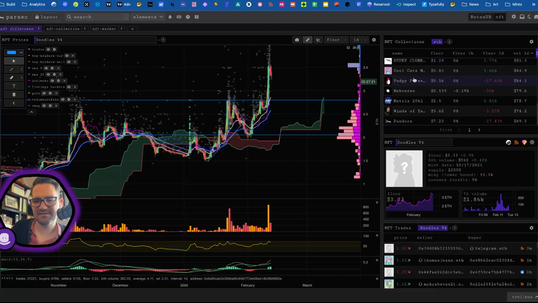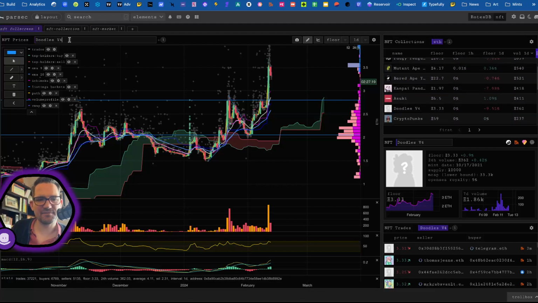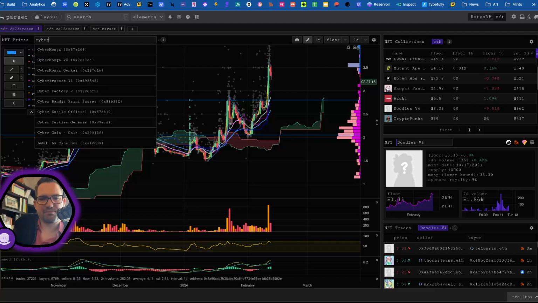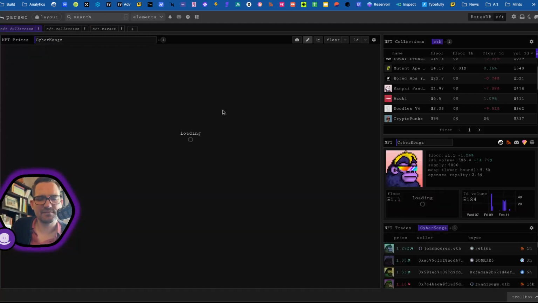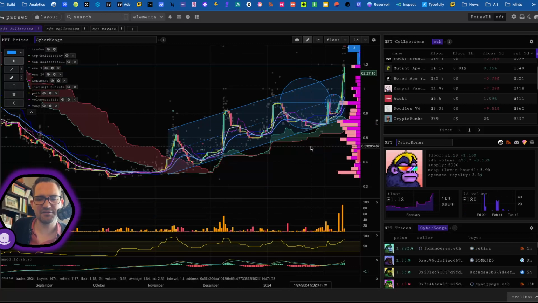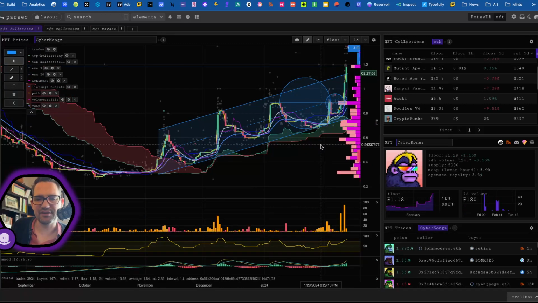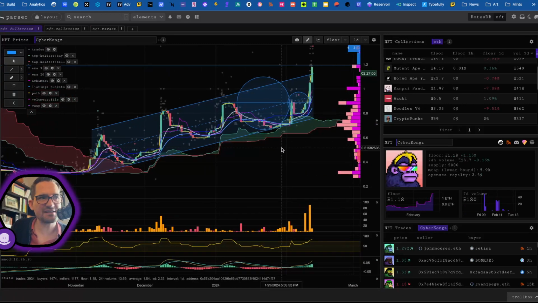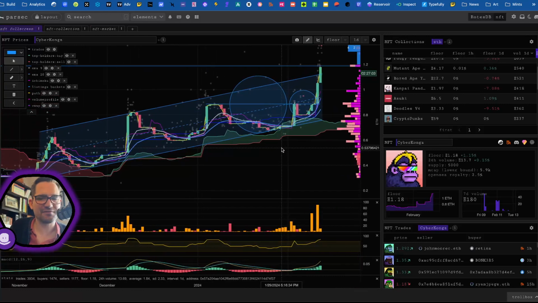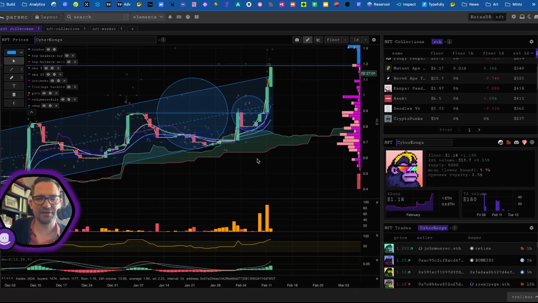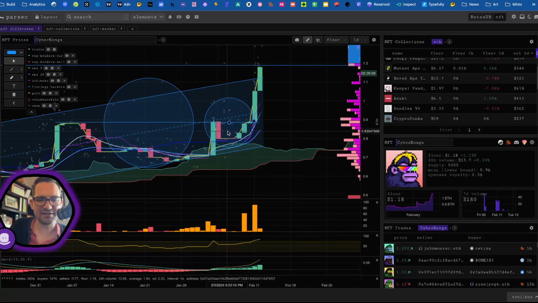Exactly. And then the other one I was looking at, CyberKongz, looked really nice. Yeah, it's Cyber Kongz. It had a really nice cup and handle. But the cup and handle breakout happened so fast. You could see the cup and handle develop, and I was looking at it, and literally the next candle was just a rocket up. That happened so fast, and they continued.